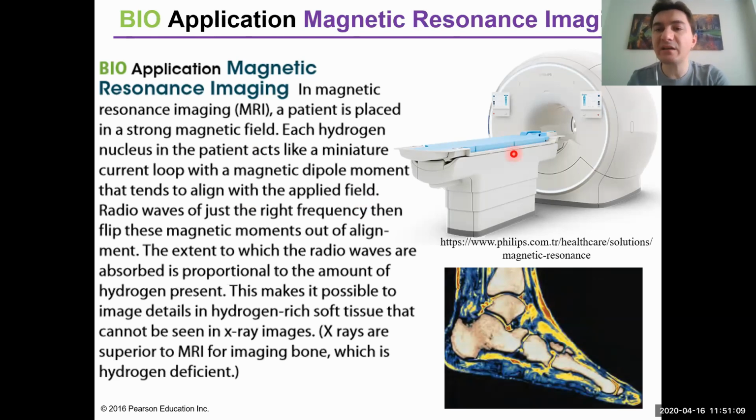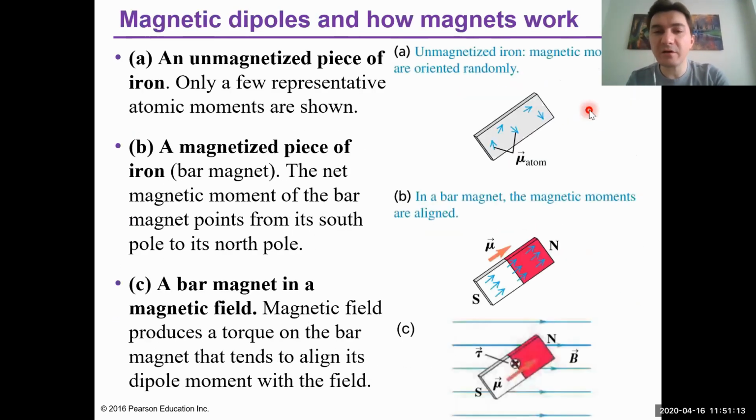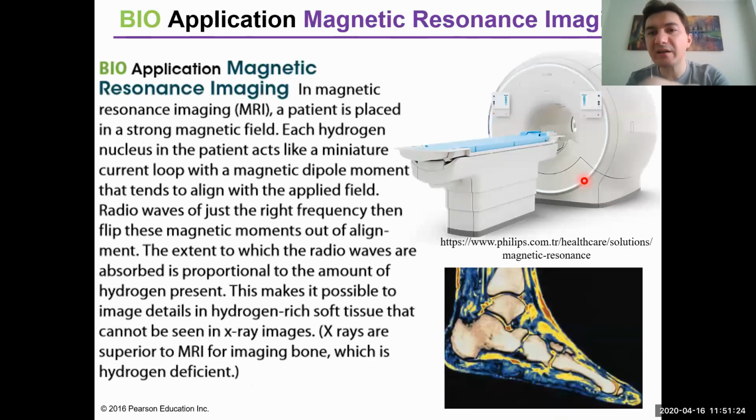Here we have the magnetic field, B, okay? Then here, maybe you can consider it like this. We have magnetic moments in the hydrogen atoms of the patient. And here we have the magnetic field B. B is produced by that device, and magnetic moments are present within our body, okay? So each hydrogen nucleus in the patient acts like a miniature current loop with a magnetic dipole moment that tends to align with the applied field produced by that device.